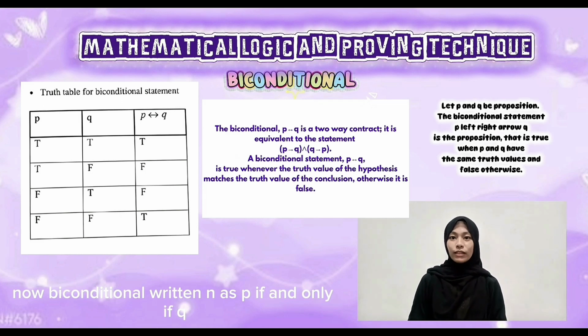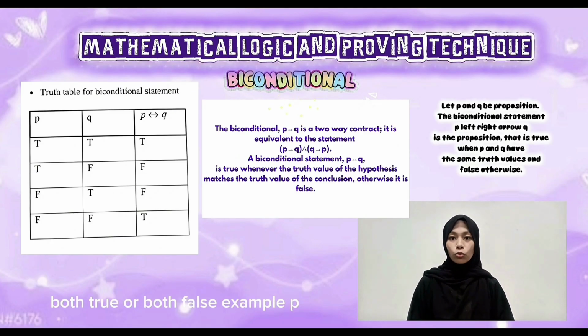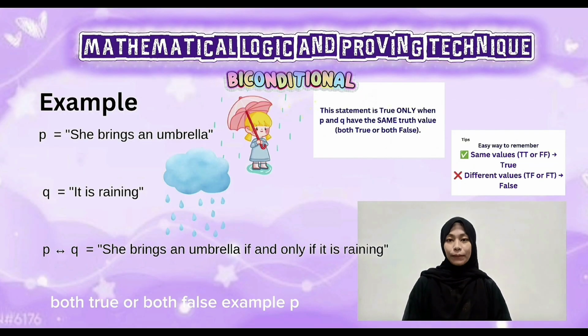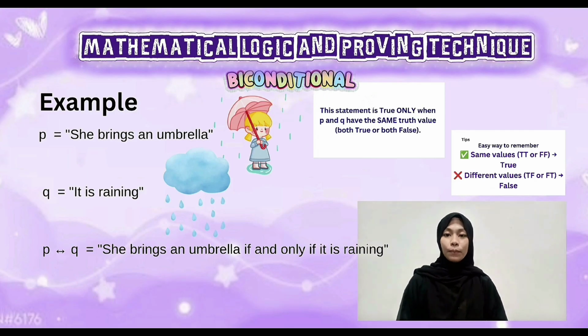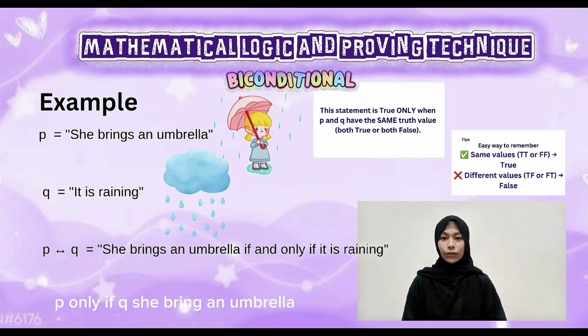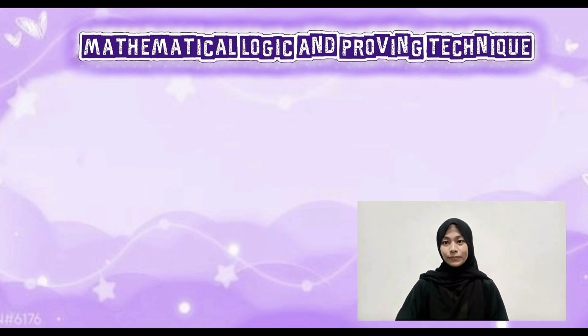Now, the biconditional, written as P if and only if Q. This statement is true only when P and Q have the same truth value, both true or both false. Example: P, she brings an umbrella. Q, it is raining. P if and only if Q: she brings an umbrella if and only if it is raining.